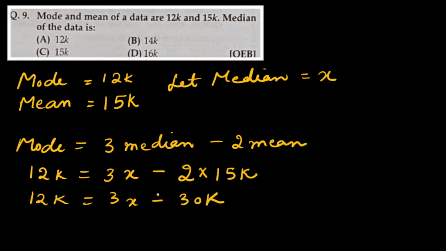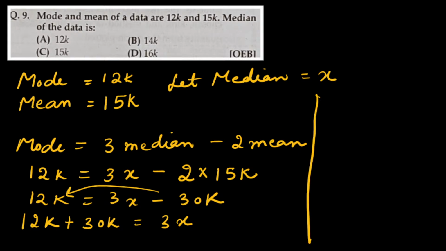Now we have to find the value of median, that means x. So let's shift like terms to the same side. 12k and 30k are like terms. Negative 30, when we shift to the other side, becomes positive 30, which is equal to 3x. So 12 plus 30 is 42k. 42k is equal to 3x.